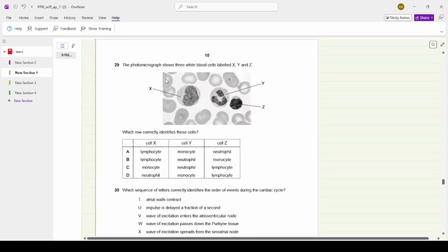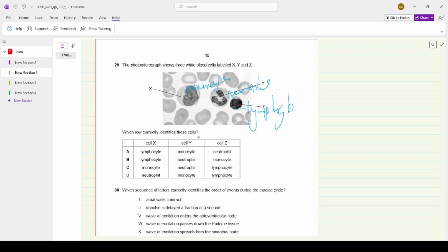29, the photomicrograph shows 3 white blood cells labeled X, Y, and Z. A quick one, we can see this is a monocyte. So we have a monocyte, and then this is a neutrophil, and then this is a lymphocyte, and then these are red blood cells. Which row correctly identifies these cells?